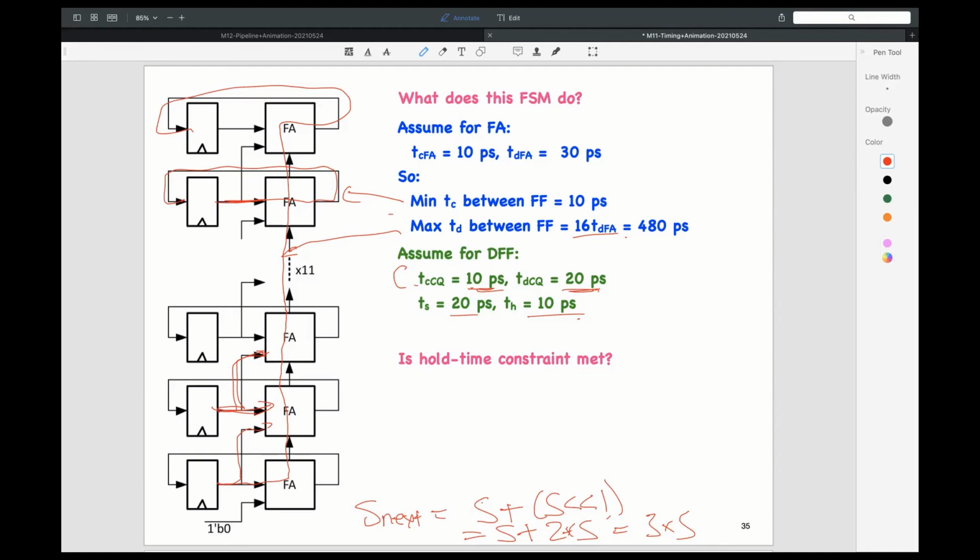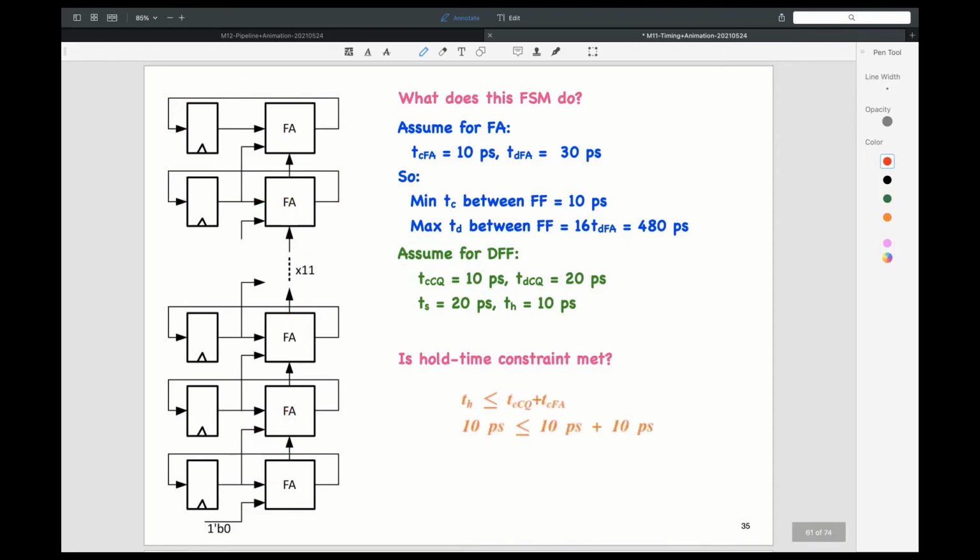So what is the hold time constraint being met? Remember, hold time constraint was TH should be less than or equal to the flip-flop's contamination delay, which is 10, right? Plus the combinational logic's contamination delay, which is 10. And TH is equal to 10. So TH is less than the contamination delay, so we're okay. So that's what it shows.